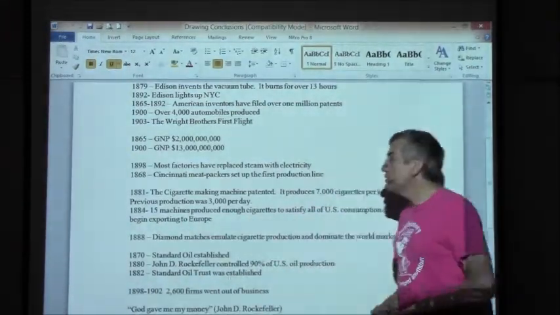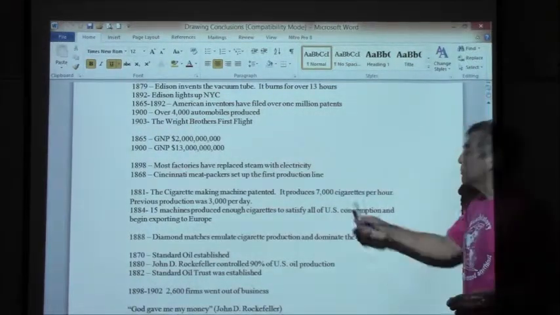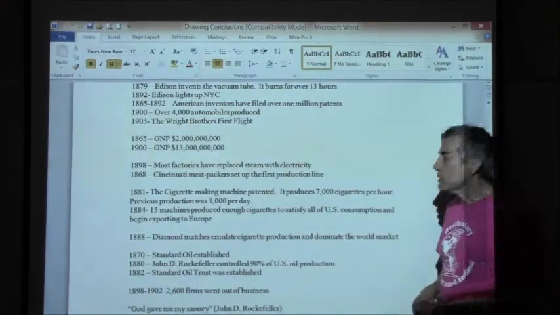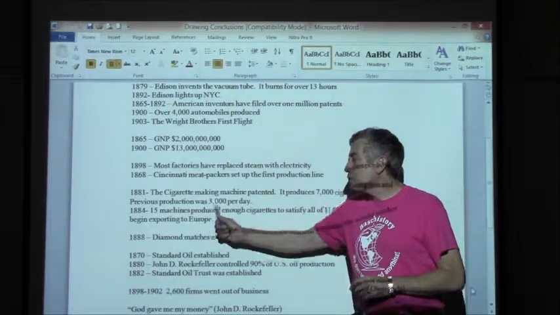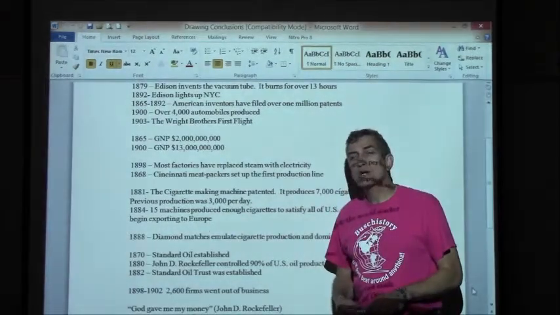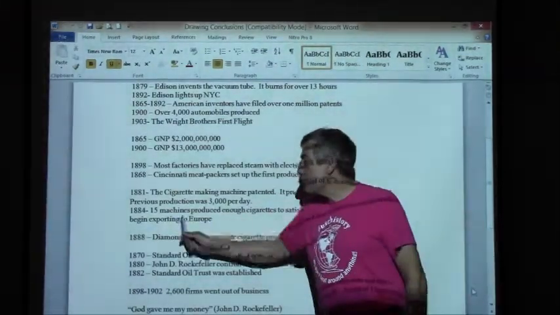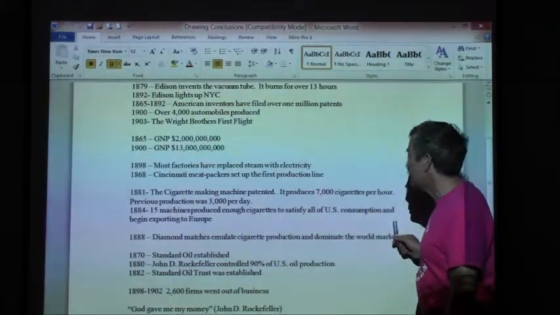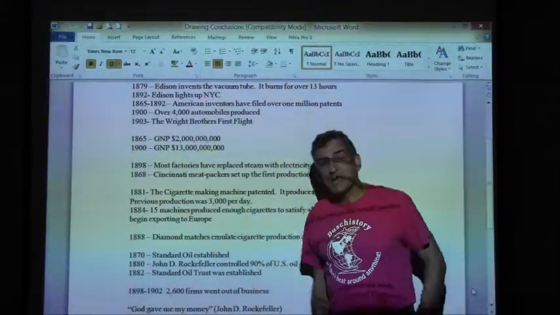In 1881, the cigarette making machine was patented. It produced 7,000 cigarettes per hour. 7,000 an hour. The previous production was 3,000 per day. 1884, 15 machines produced enough cigarettes to satisfy all of U.S. consumption and began exporting to Europe.